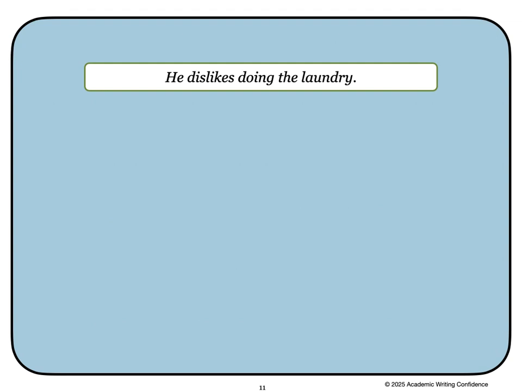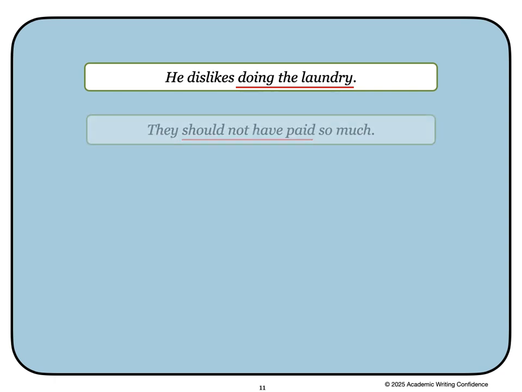This time, can you identify what the underlined phrases are? He dislikes doing the laundry. This is a noun phrase beginning with a gerund. They should not have paid so much. This is a verb phrase.